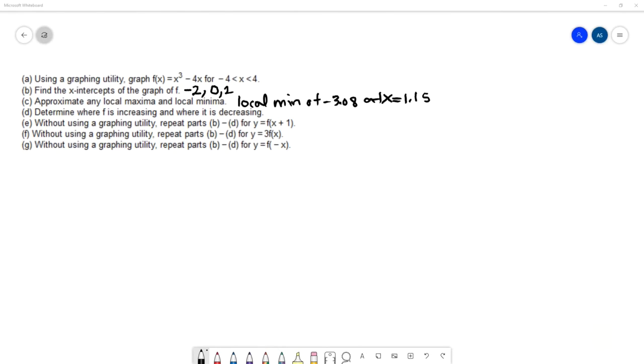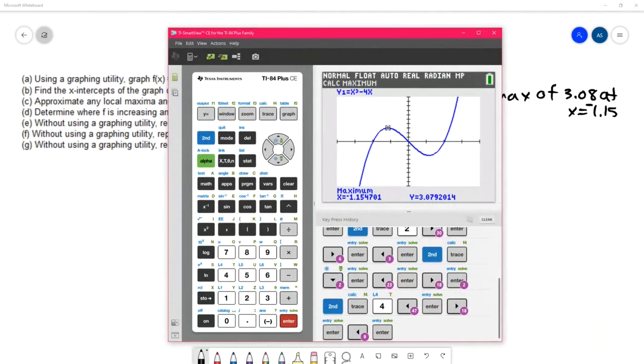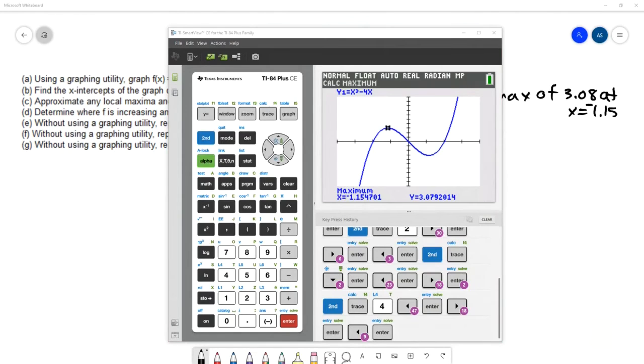So we have a local max of 3.08 at x equals negative 1.15. So then it says determine where the function is increasing and where it is decreasing. So I think what I'm going to do is take a little screenshot of this, so we can draw on it.